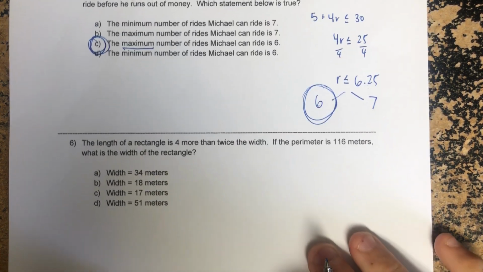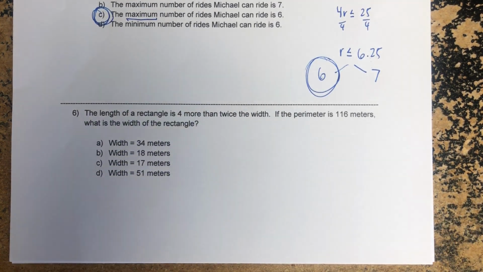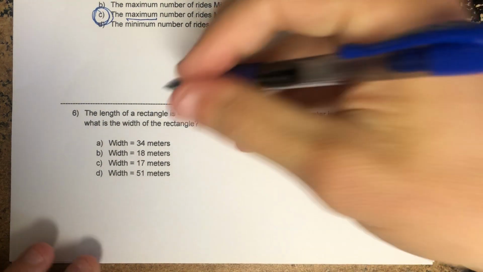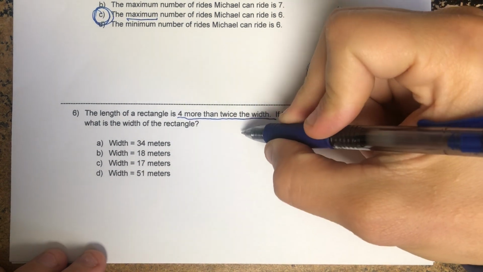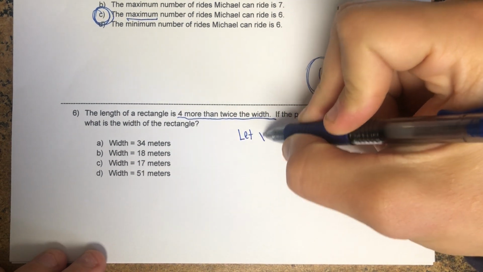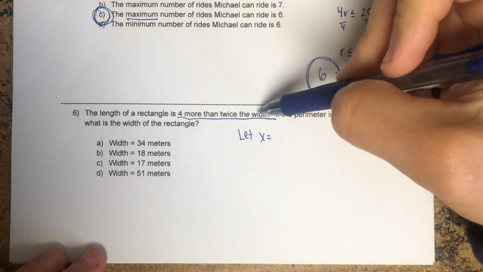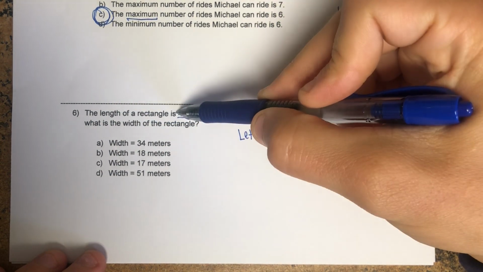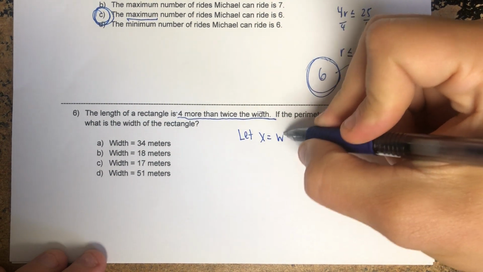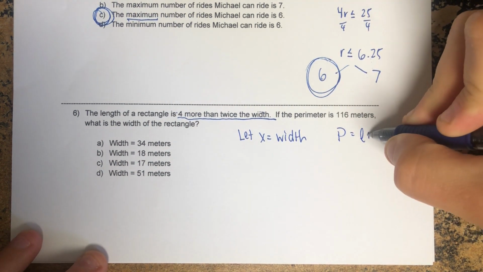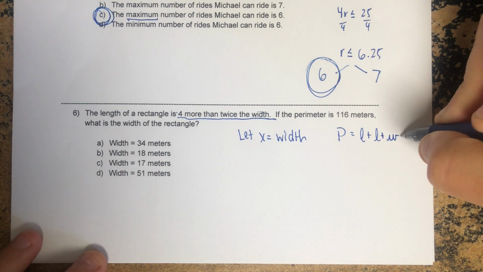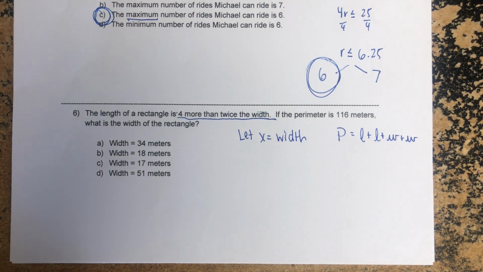All right, last one on this page, and then actually we only have one more question after this. Number 6 says the length of a rectangle is 4 more than twice the width. Here's where one of those things, like remember how we said let x equal? I don't know anything about the width. I know it's something about the length. I don't know anything about the width, so let's let x be the width. Perimeter, remember, is you would add up all sides, length plus width plus width.